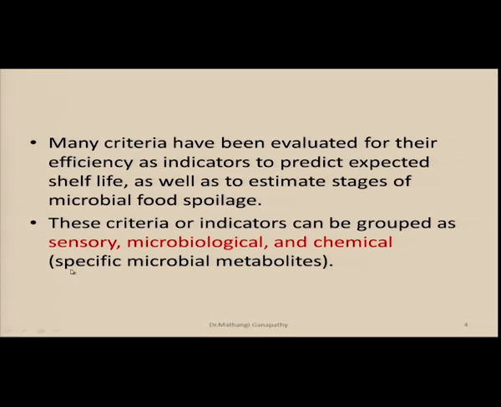That is number 1. 2, the same food as it is kept on the shelf for n number of days without getting spoiled, what have been the changes happening to these qualities which you consider to be important. And 3, at the end of the shelf life, what sort of microbes have come up and what has been the degradation pathway happening in the particular food concerned. So these criteria or indicators can be grouped as sensory parameters, microbiological parameters and chemical parameters. These are the main indicators to predict the expected shelf life as well as the damage which has happened to the particular food concerned.